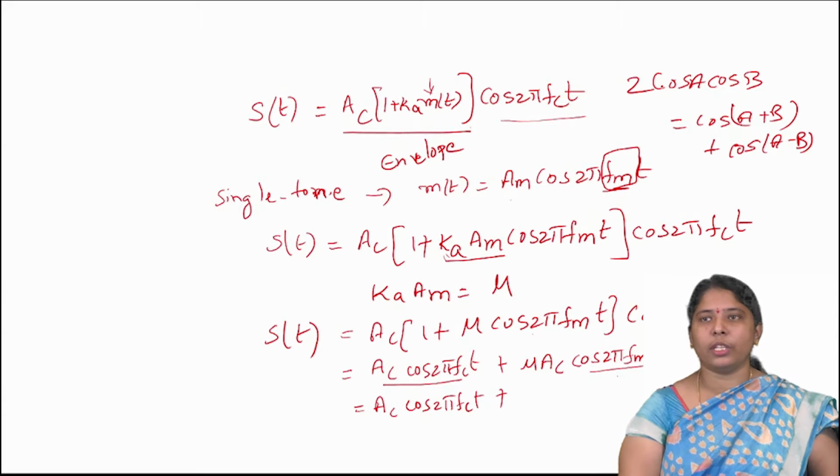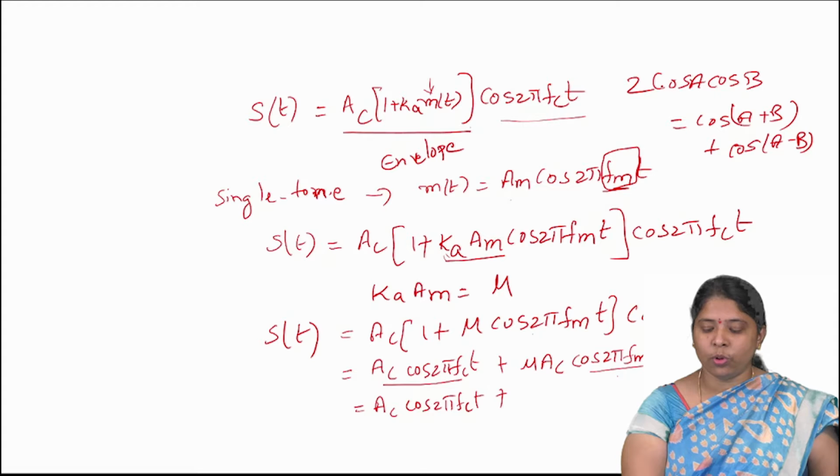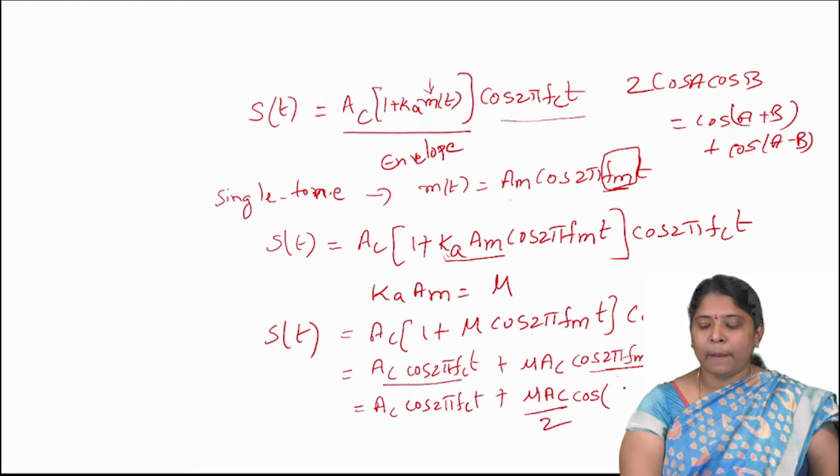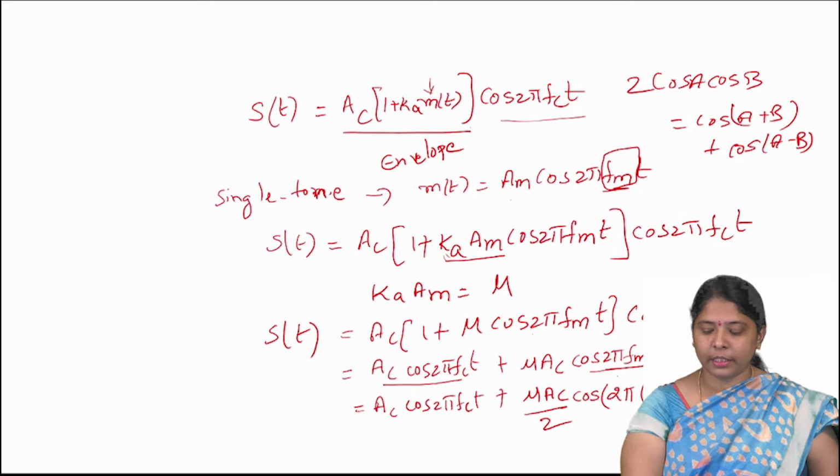We have 2 cos A cos B, so we don't have 2 cos A cos B. So we are going to multiply and divide with the 2. And A is here 2 pi fmt and B is here 2 pi fct. So we are going to get the A plus B term as cos 2 pi into fc plus fm into t, plus mu AC by 2 into cos 2 pi into fc minus fm into t.